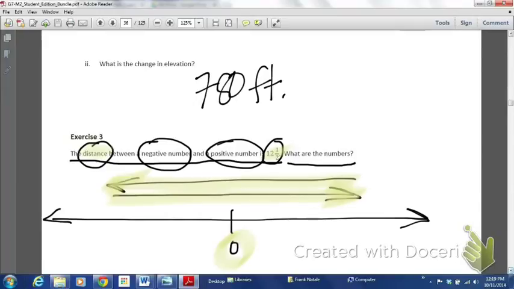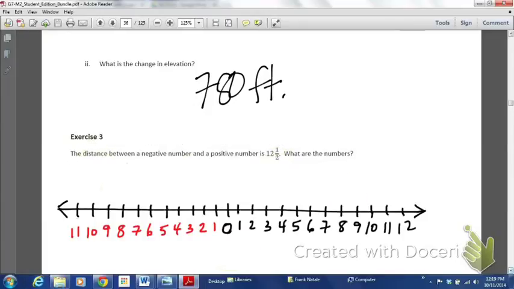Please use a number line to help you out if you need, and come on back and let's look at some possible solutions. Okay, we're back to look at this exercise 3, which I hope you had some fun with and saw that there were indeed several variations of answers.